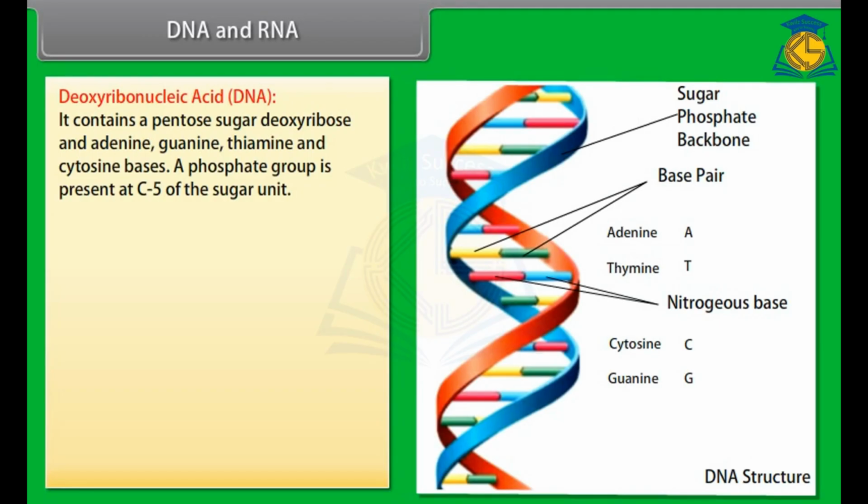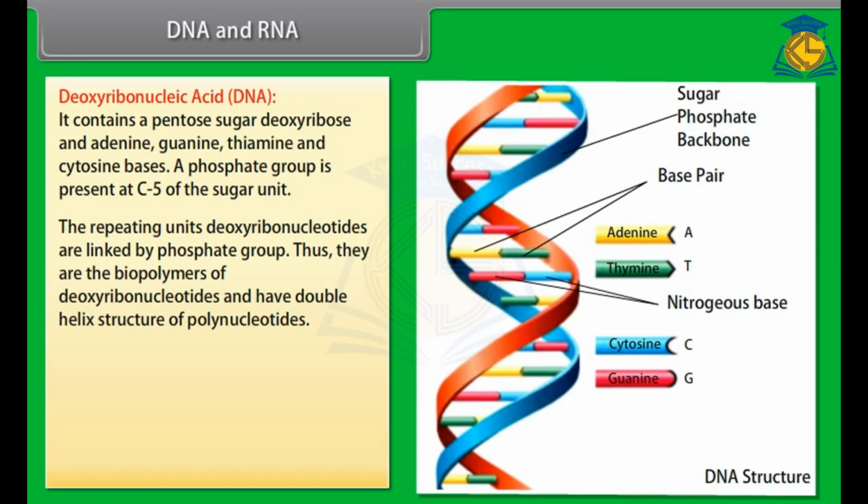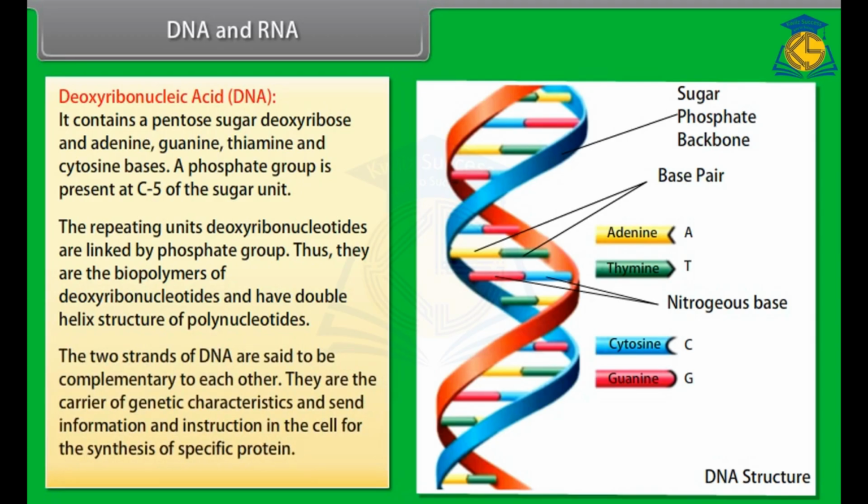Deoxyribonucleic acid contains a pentose sugar, deoxyribose, and adenine, guanine, thymine, and cytosine bases. A phosphate group is present at C5 of the sugar unit. The repeating units of deoxyribonucleotides are linked by phosphate group. Thus, they are the biopolymers of deoxyribonucleotides and have double helix structure of polynucleotides. The two strands of DNA are said to be complementary to each other. They are the carrier of genetic characteristics and send information and instruction in the cell for the synthesis of specific protein.